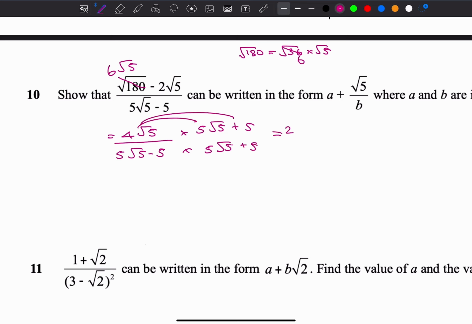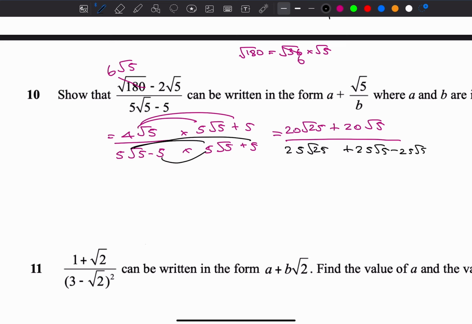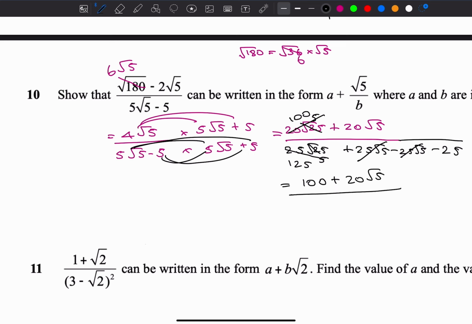What's that? 20 root 25 plus 20 root 5 over, here and here 25 root 25 plus, here and here 25 root 5 minus 25 root 5 minus 25. Always remember that cancels. That's 5 times 20 is 100. Same thing, 5 times 25, that's 125. So on the top you get 100 plus 20 root 5 over 125 take away 25 is 100.